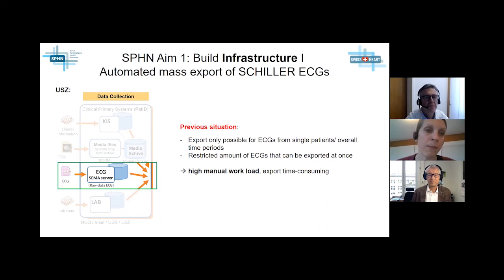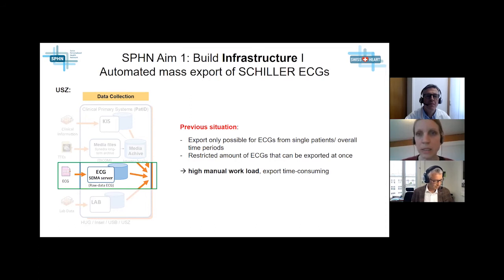One very important data type, as you have already heard from Christian, are ECGs. ECGs at the USZ, but also at other hospitals like the Inselspital in Bern and the USB in Basel, are stored in the Schiller CEMAS server. In order to extract those data from the server and to get them to the clinical data warehouses where they could be interlinked with other clinical data, we previously had to rely on a very tedious manual process.